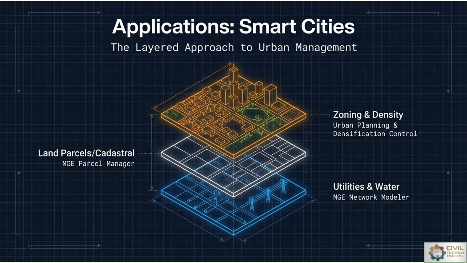For land parcels, or from the cadastral mapping point of view, we can study the layout maps. From the zoning and urban planning point of view, or for population density and traffic density, we can use urban planning and densification control. For utilities, such as drinking water or sewer lines, we can use the network modeler. From the civil engineering point of view, Cloud GIS is used to store a huge amount of data with reference to the layered approach, and it is important for urban planning and management activity.